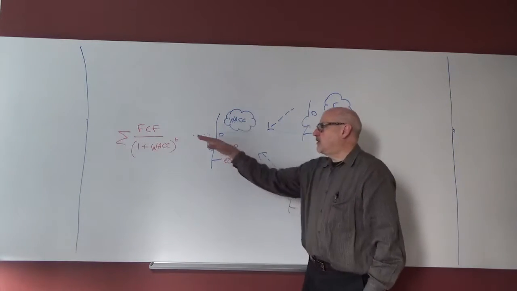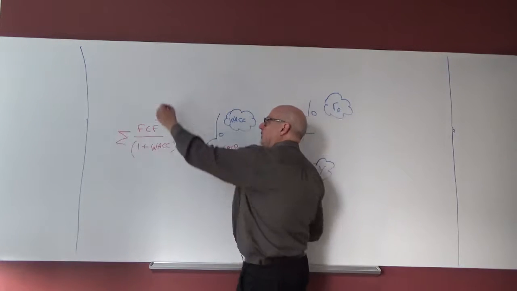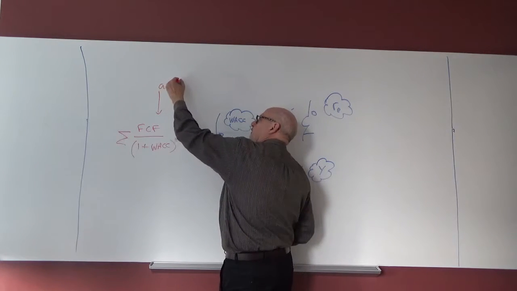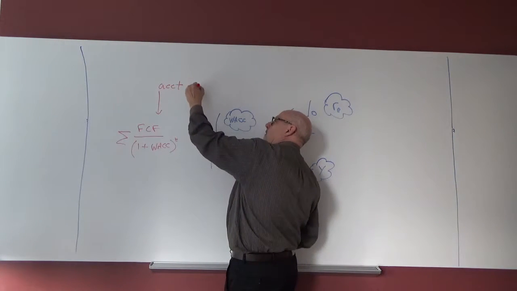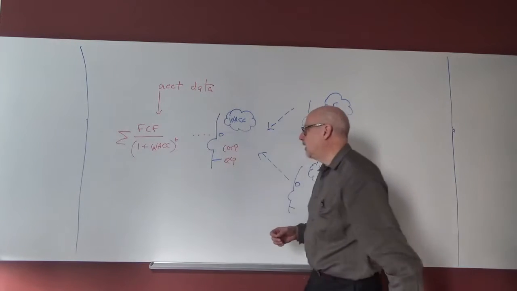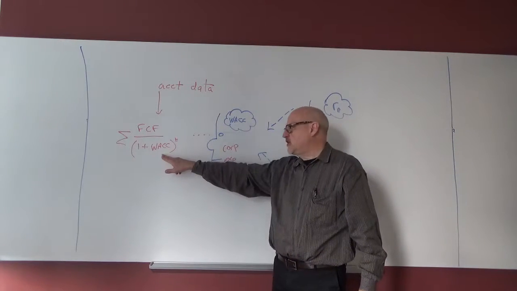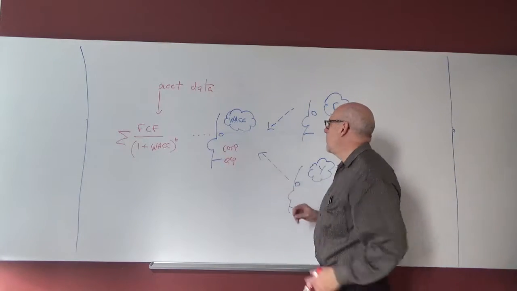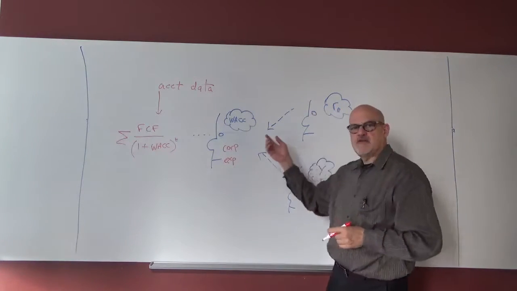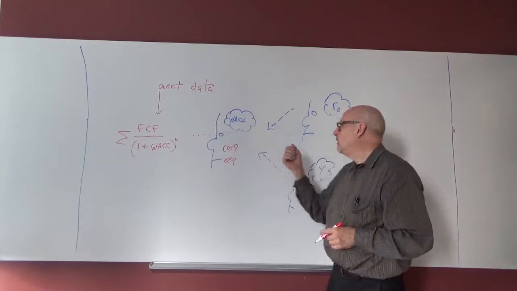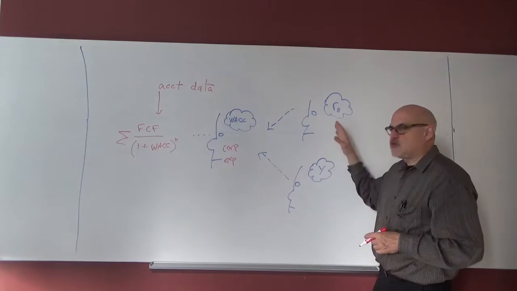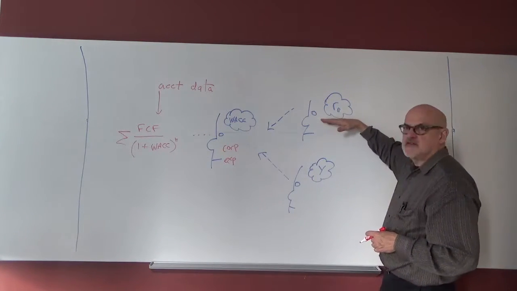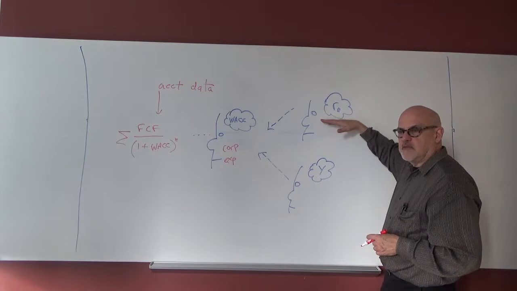Now he's already calculated the free cash flows, which come from accounting data, using the free cash flow formula. And then he's using the WACC, the weighted average cost of capital. Question is, where does that come from? Just like the weighted average cost of capital is in his mind, the components of the weighted average cost of capital are in the minds of the investors.